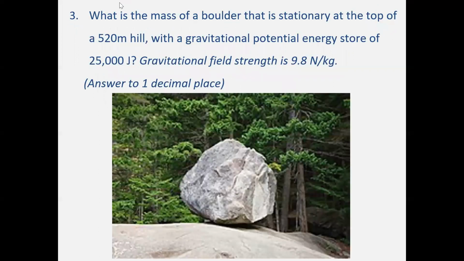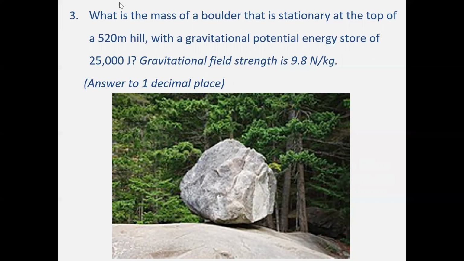Question 3. What is the mass of a boulder that is stationary at the top of a 520 meter hill with a gravitational potential energy store of 25,000 joules? Gravitational field strength is 9.8 newtons per kilogram. Give your answer to 1 decimal place.